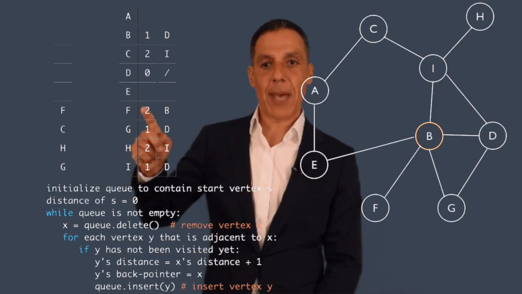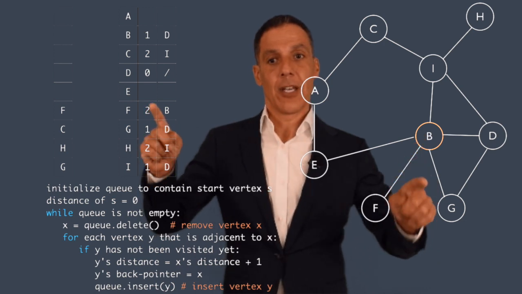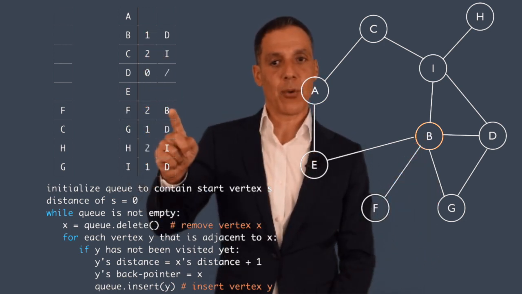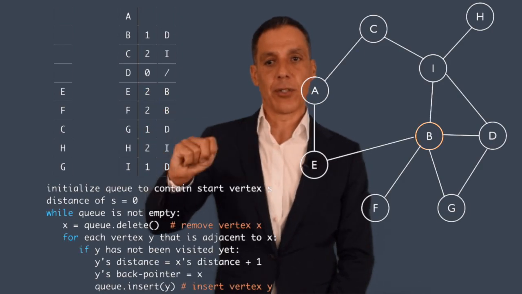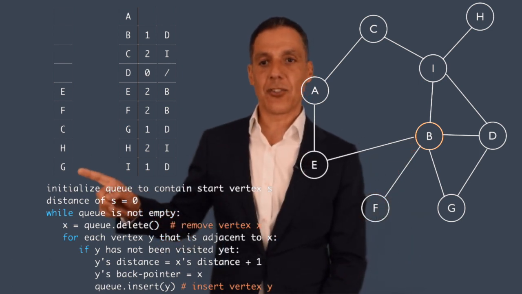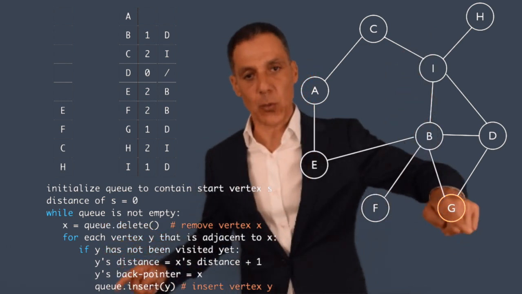So F gets a back pointer of 2, not 3. We're still on the first wave because B's distance is 1, so its distance is 2, back pointer is B. E, of course, is a distance of 2, back pointer is B, and now I'm done with B. All right, who's next is G. So we pop G. That is the last vertex in the first wave.